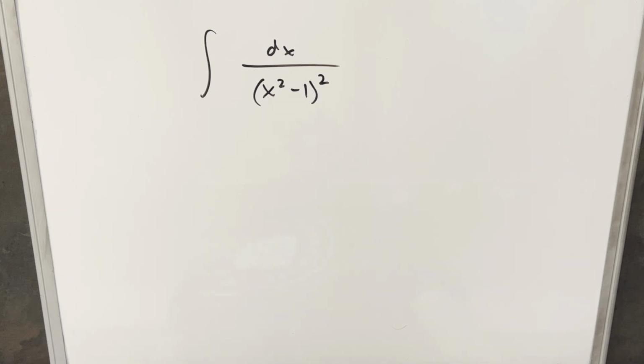Okay, we have here today another interesting integral on the board. We've got the integral of 1 over (x squared minus 1) squared dx. At first this looks like a really straightforward integral, and it kind of is, but what I found was there's a lot of places to get in trouble and a lot of places to make mistakes.